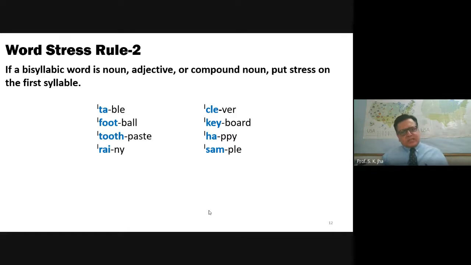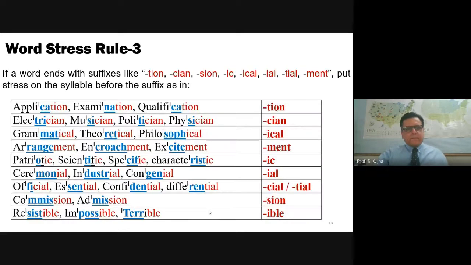Let's move to this third rule then. Now this rule says that if a word ends with suffixes like tion, by the way, this rule is highly generalized. Once you remember it, it will come in use greatly. So it says that if a word ends with suffixes like tion, cian, sion, ic, ical, ial, tial, ment.